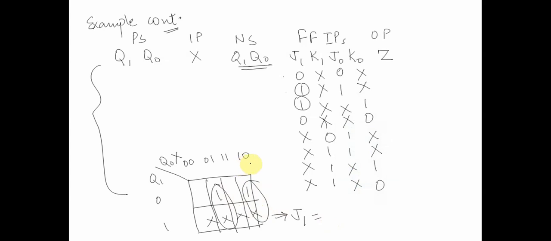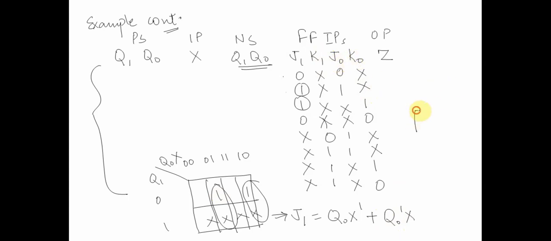So Q0 X bar, right, plus Q0 bar X. Similarly, we can arrive at an equation for K1, J0, K0 as well.